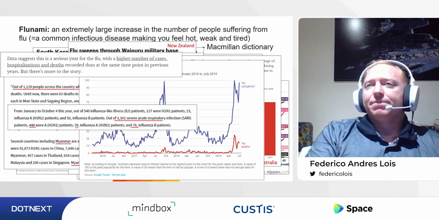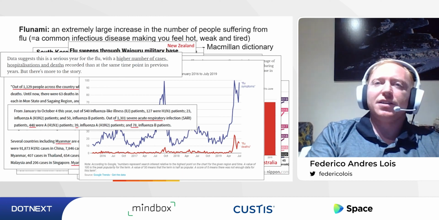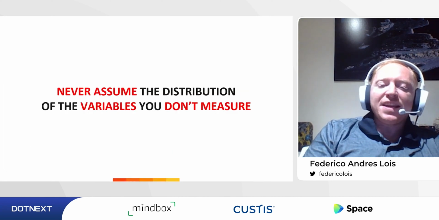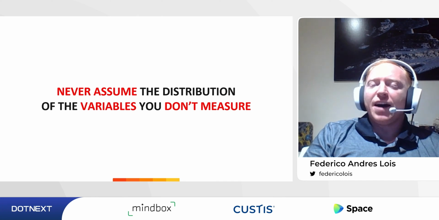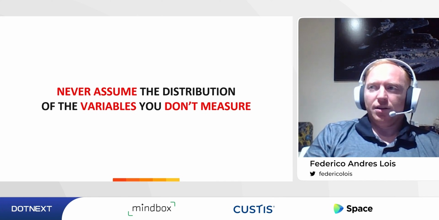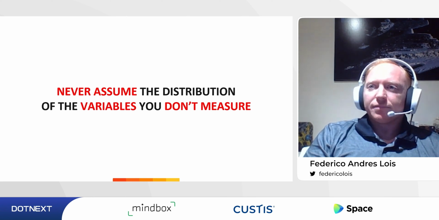Why can this happen? Because if you don't know what is in the hidden part of the distribution, you're going to be assuming something. And one thing that you should know: you never assume the distribution of variables you don't measure. Because when you do so, you're assuming something that is very, very, very strong.